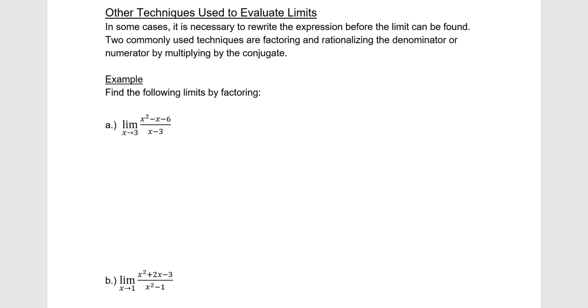Okay, so basically, if you can use direct substitution, just like what we just did, then do that, and it is a piece of cake. However, you won't always be able to use direct substitution, as we're going to see right now. We have other techniques used to evaluate limits, and the two commonly used techniques that we're going to be using are factoring and rationalizing the denominator or numerator. So I'll just say factoring and rationalizing. The way we rationalize the denominator or numerator is by multiplying by the conjugate. We'll mention that once we get there.